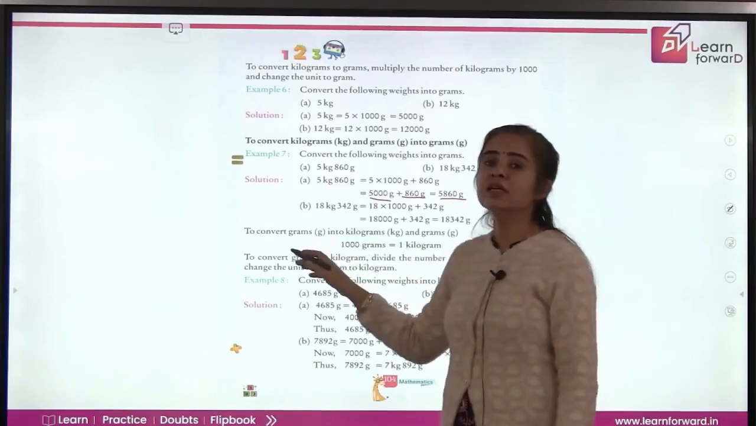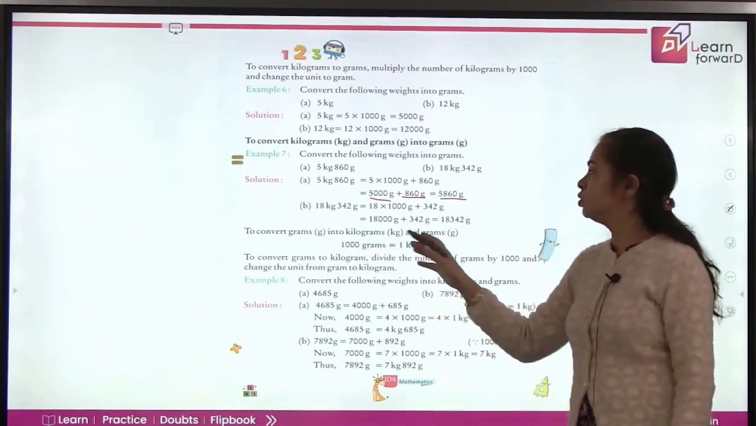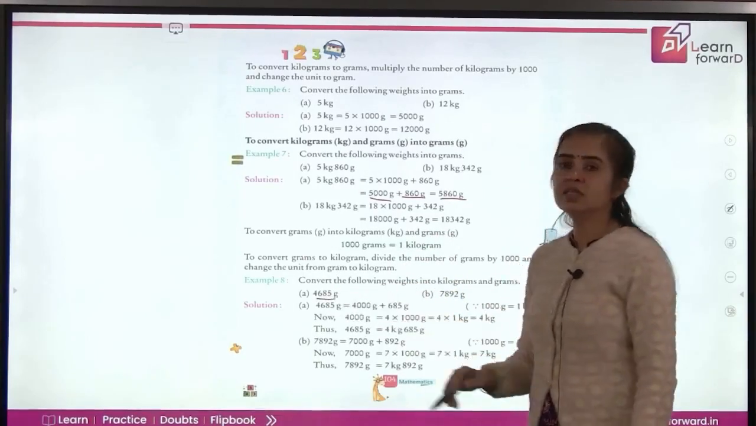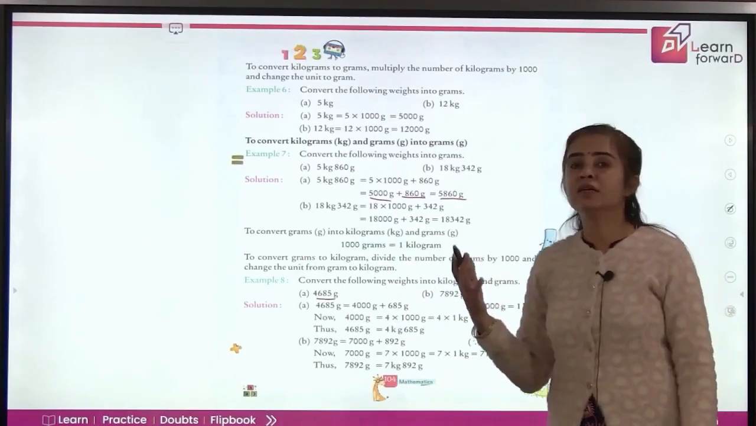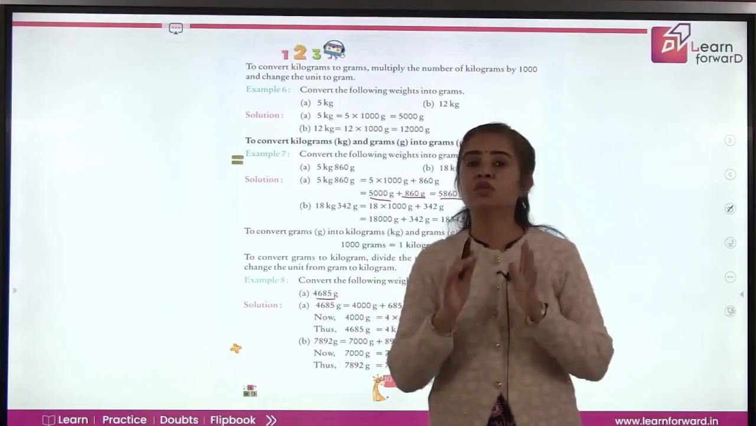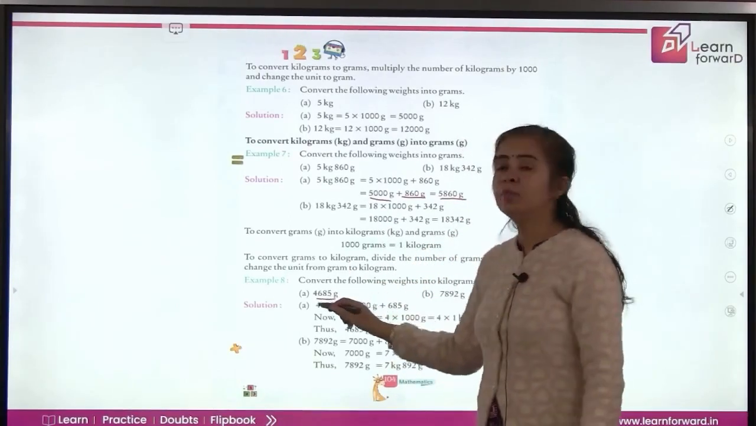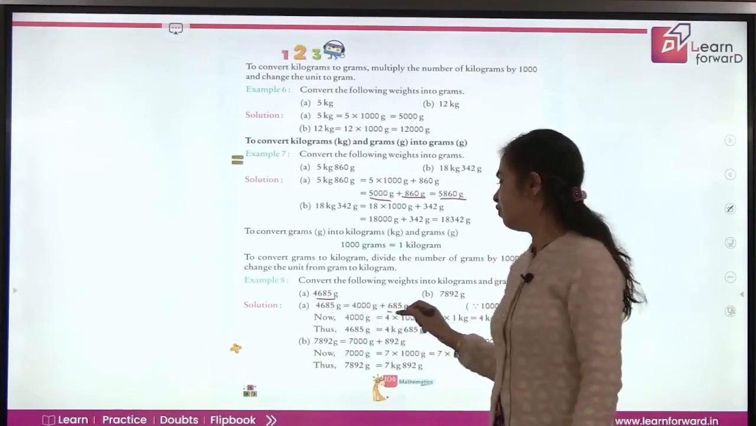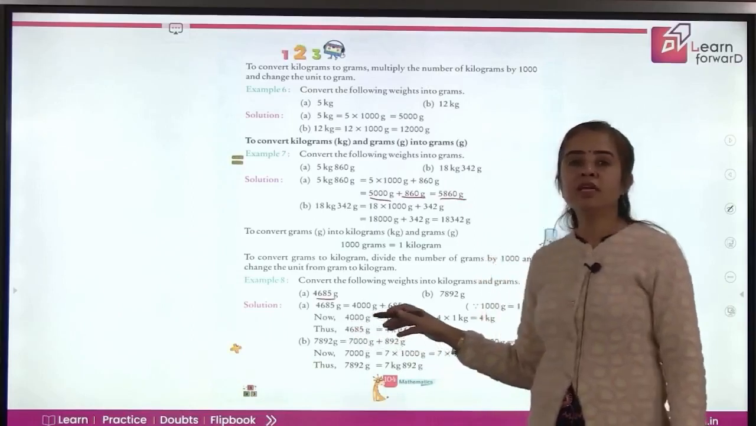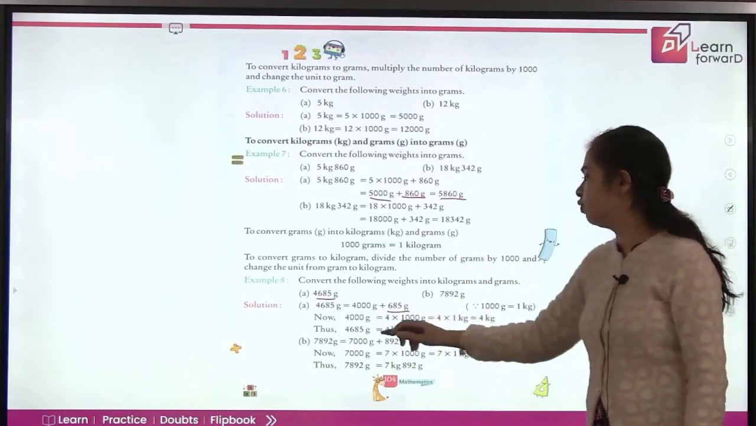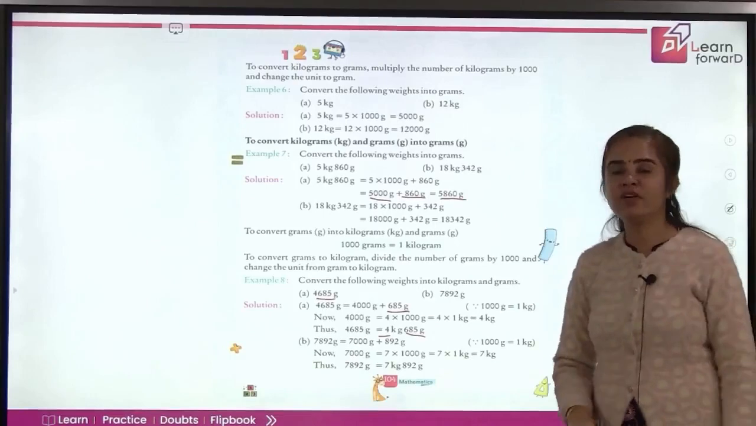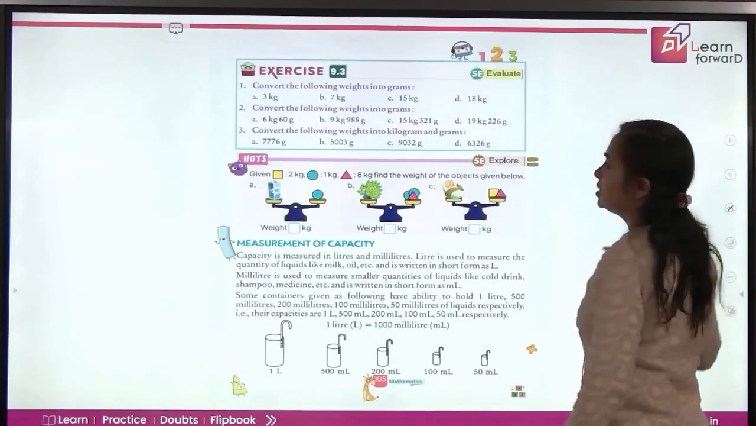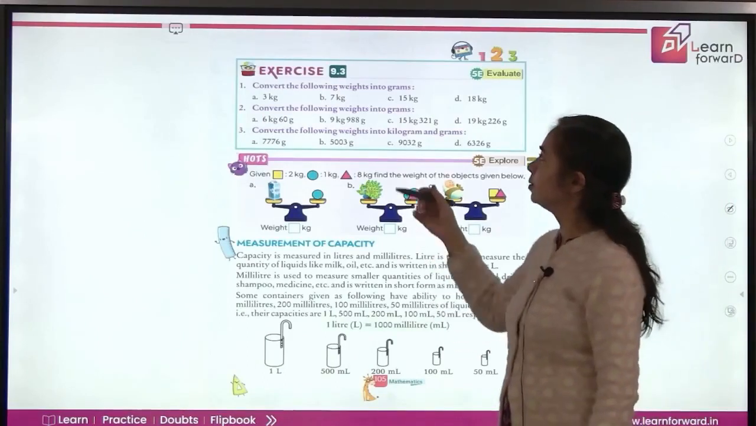To go otherwise, conversion of grams into kilograms and grams, we'll do the other way round. If you have 4685 grams, break it. What is the relation? It is of thousands. So we will read in thousands. So this will be broken as 4000 plus 685 grams. So 4000 grams means 4 kilograms. So you get 4 kilograms, 685 grams. Once you understand units of length, units of capacity and weight, they become much easier.